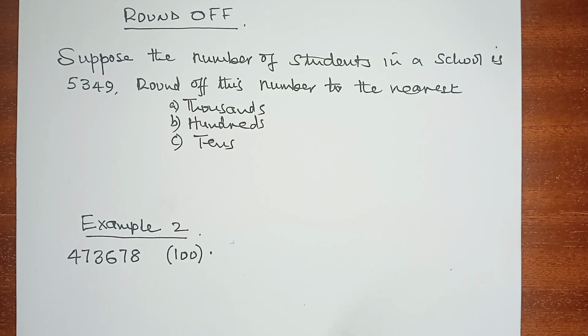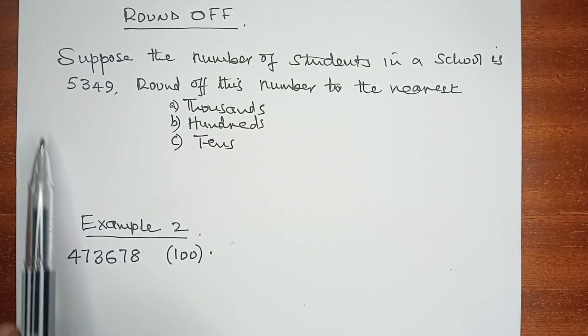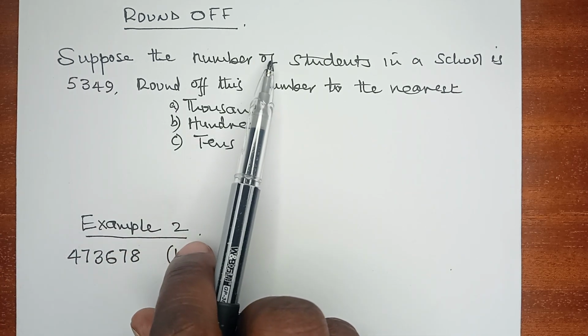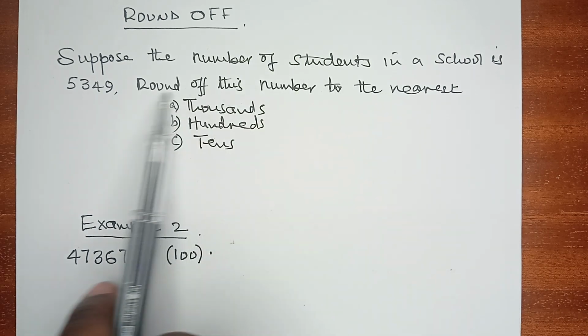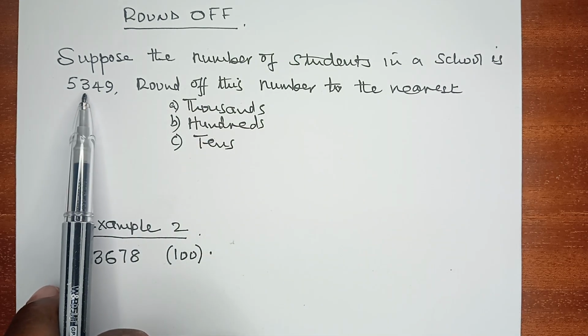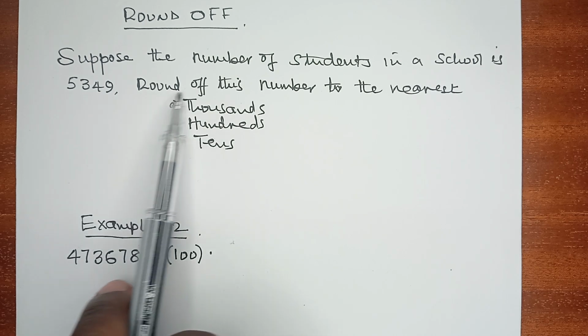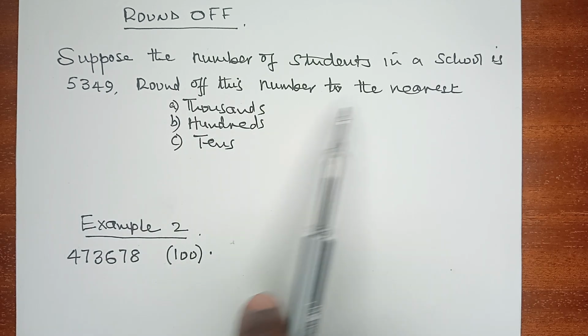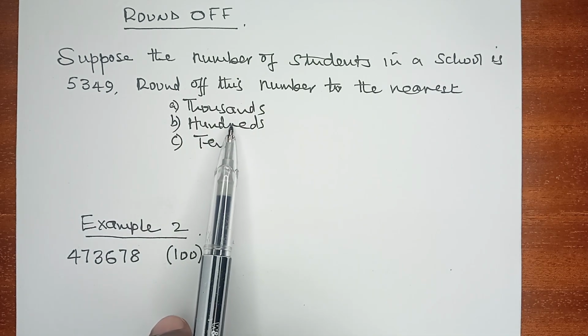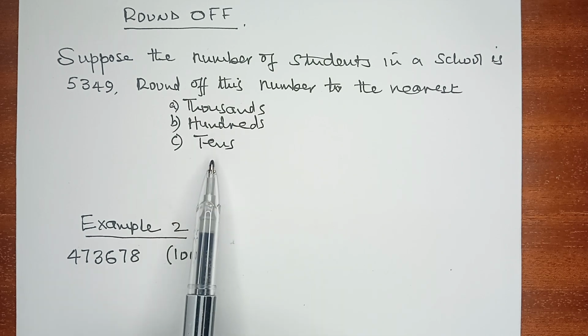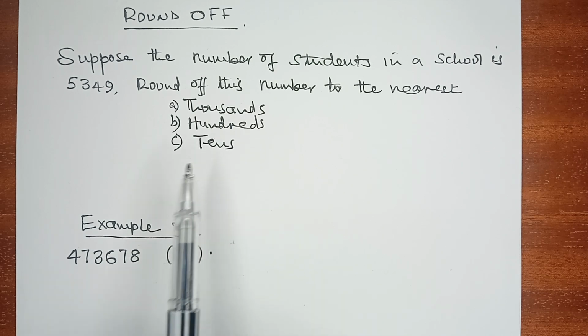Rounding off. Now that we have understood the step of rounding off, we need to respond to this question for practice purposes. We are told that suppose the number of students in a school is 5,349. Round off this number to the nearest: A, 1,000, B, hundreds, and C, tens.